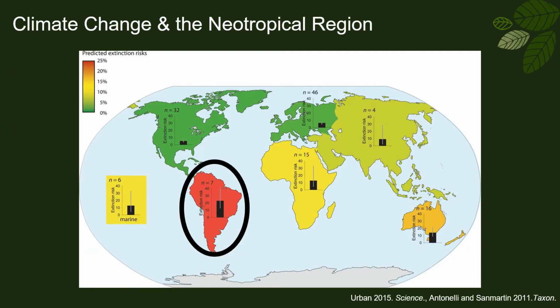In particular, species in the Neotropics, especially South America, are predicted to be at high risk for extinction, as shown in this figure, and contain numerous biodiversity hotspots. The Neotropics is also home to 37% of the world's known plant species. This makes it an ideal location to focus on to fill in our knowledge gap for plants.